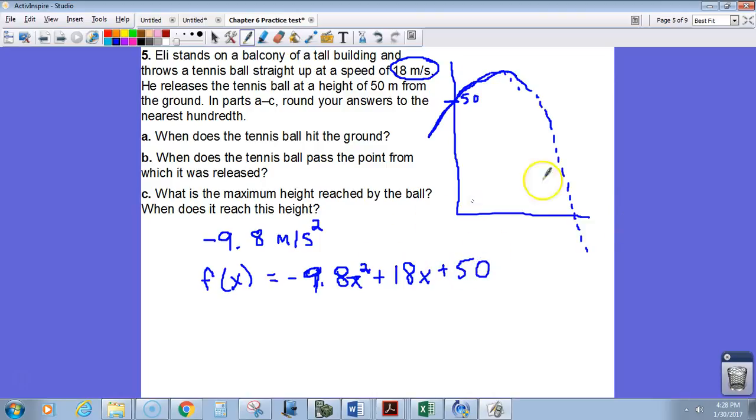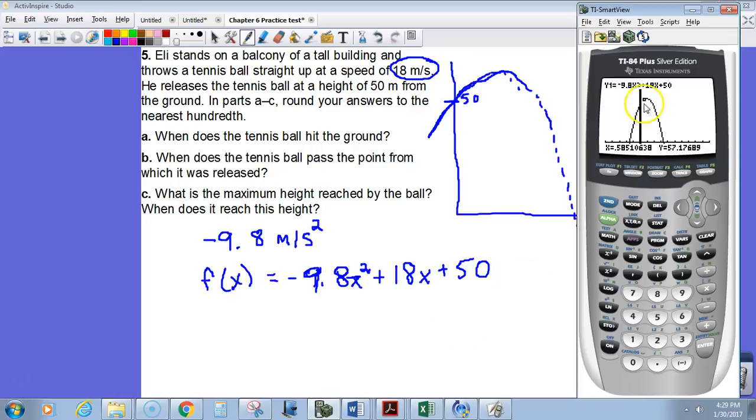Okay? So once you have this, you can enter it into your equation, or you could turn this into vertex form to figure out all this stuff. These were some of the problems we did on those practice word problems. Or I went ahead and put it into the calculator. If you look at the calculator up at the top, that's the equation I put in.